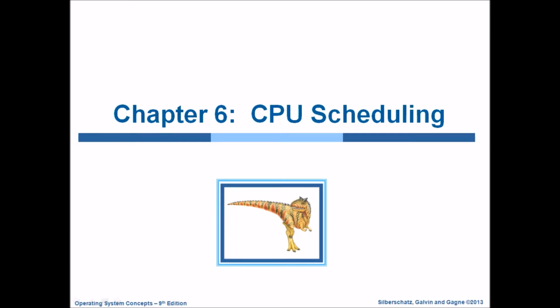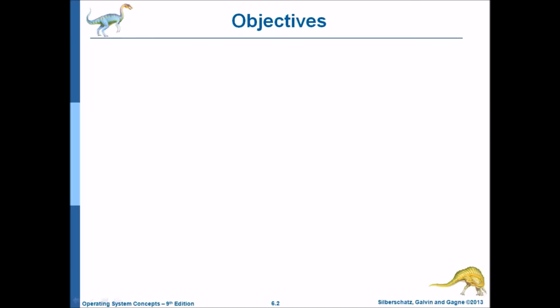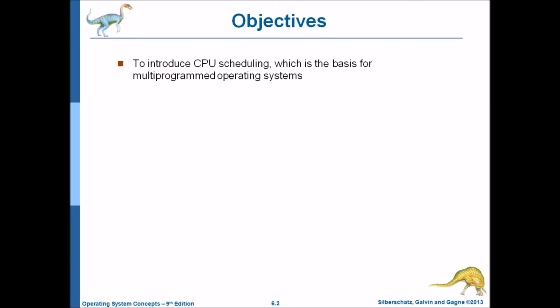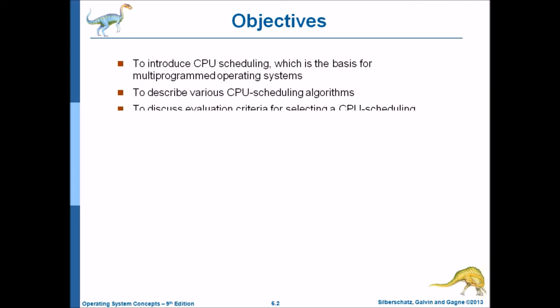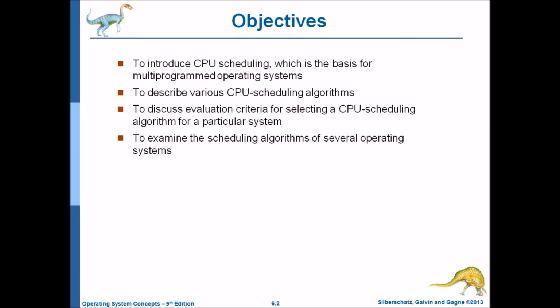And today we're going to be discussing Chapter 6, the CPU scheduling. Scheduling deals with how we are going to run processes. So our aim or objective would be the following. We would like to introduce the concept of CPU scheduling, which is the basis for multi-program operating systems. We would like to describe different CPU scheduling algorithms, also to discuss the evaluation criteria for choosing a CPU scheduling algorithm for a specific system. And last is to examine the scheduling algorithms of some operating systems.